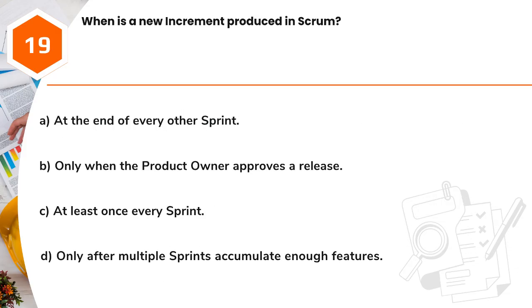Question 19. When is a new increment produced in Scrum? A. At the end of every other sprint. B. Only when the product owner approves a release. C. At least once every sprint. D. Only after multiple sprints accumulate enough features.